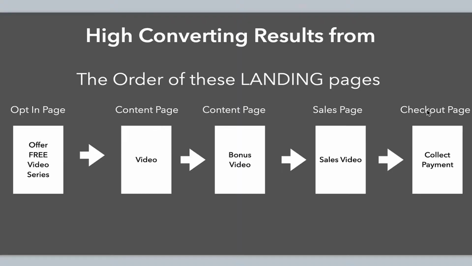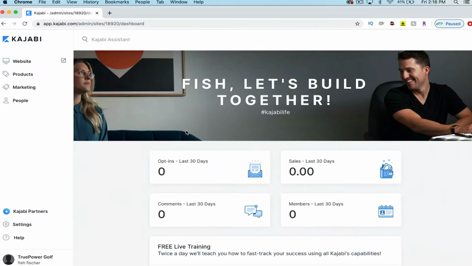Well, possibly our high conversion is just getting them to opt in, but usually our conversion is getting them to buy. All these strung together is actually called a funnel. We won't really talk about that in this video, but this is how you get a whole bunch of landing pages strung together to make high conversions for your website. Now let's take a look at actually how to build this.